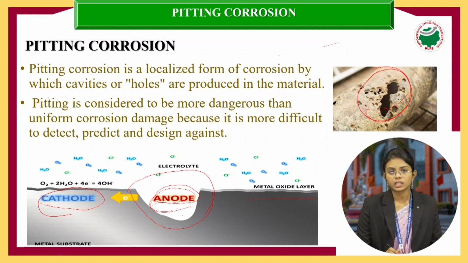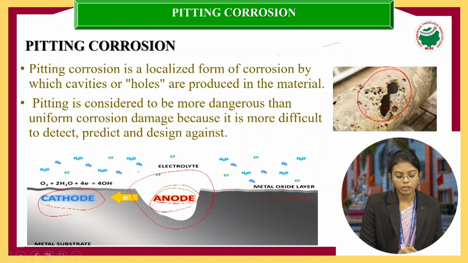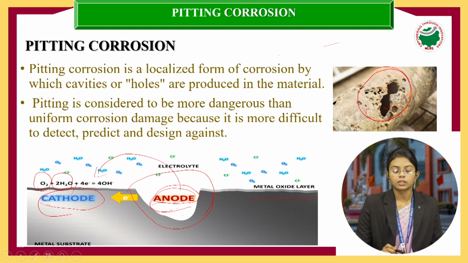Now the anode will be losing its ions and electrons. Now at the cathode, the atmospheric oxygen along with the water will absorb these electrons and produce hydroxyl ions. This is how pitting corrosion will take place.